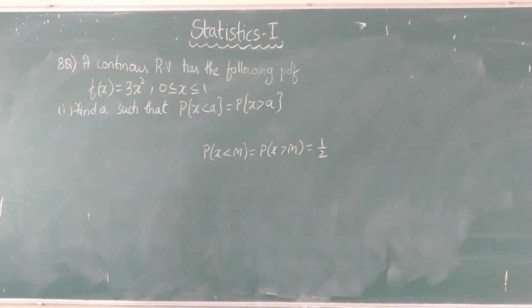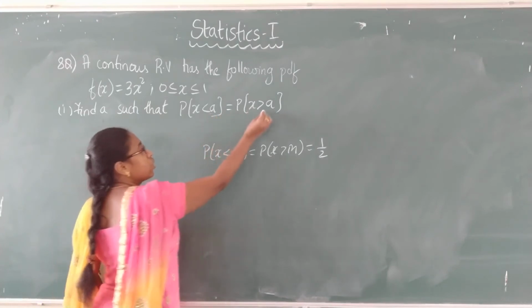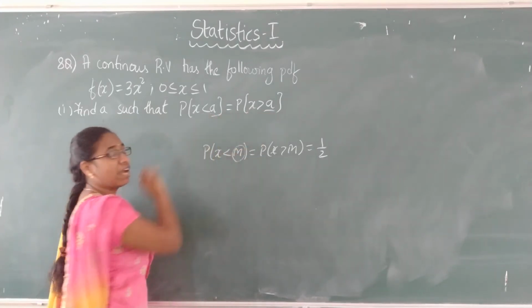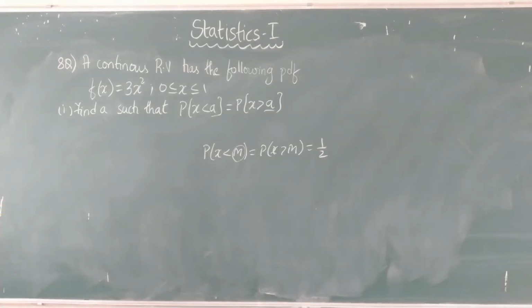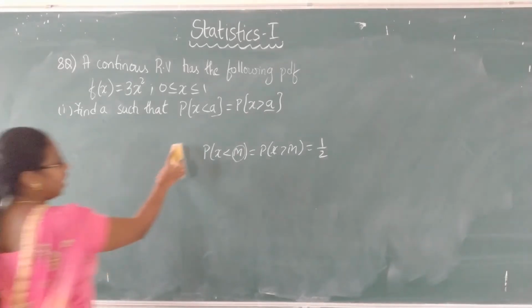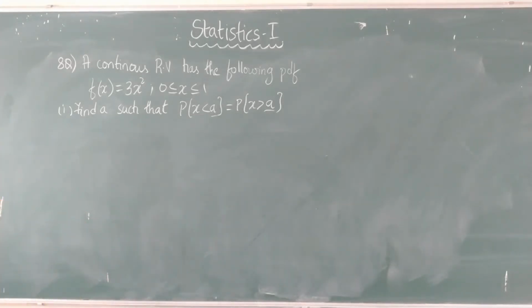What is given in the question? P of x less than a is equal to P of x greater than a. So here in place of m we have a. What is the value of a here? a is nothing but the median value. So by considering the median property, we will find the constant a.